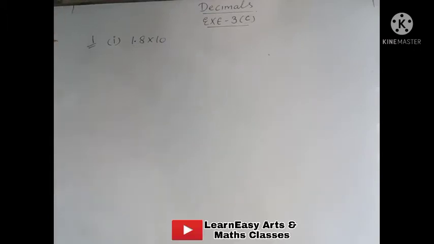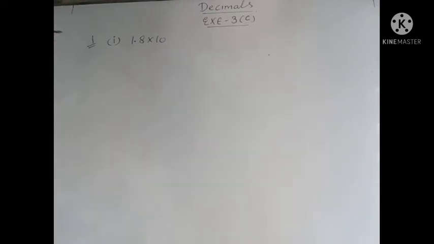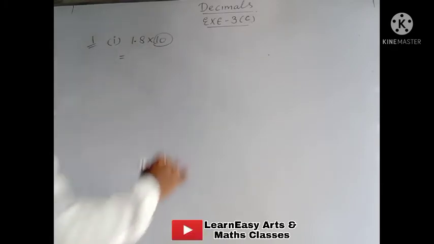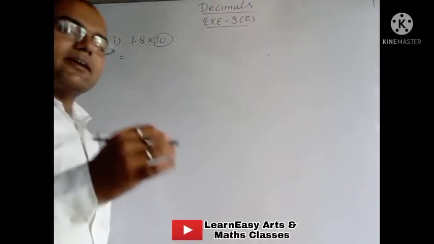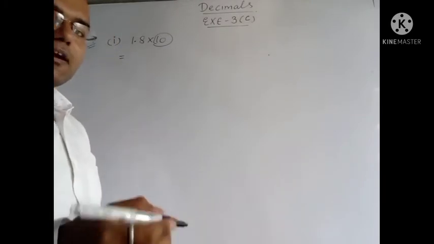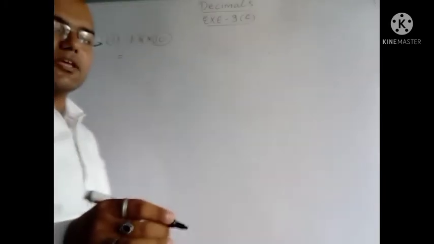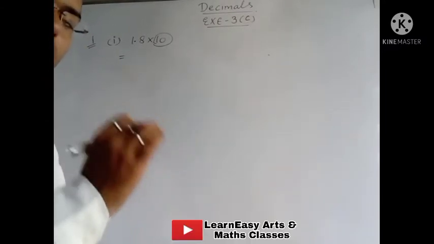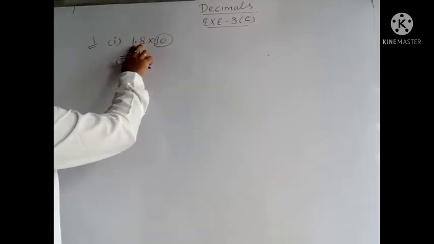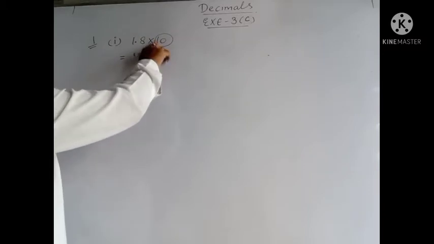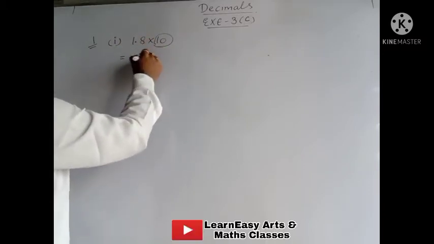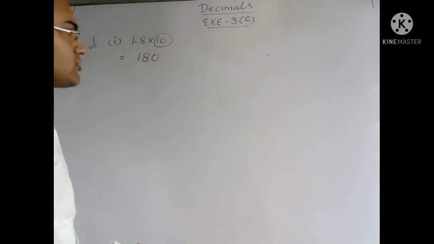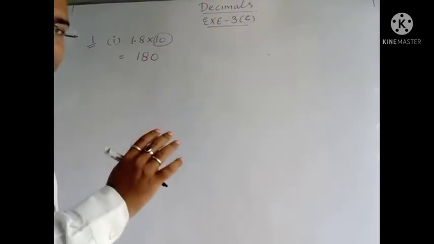So such multiplication you have to do orally. Orally means directly you have to write the answer, because multiply 10 is there. So whenever multiply 10, 100, 1000, 10,000 such numbers are there, you have to do it orally only. Directly you will write the answer. How you will write the answer? First of all, 18 you have to multiply with this 1. 18 1 ja 18. Now this last 0 you will write at last. So here we got 180.